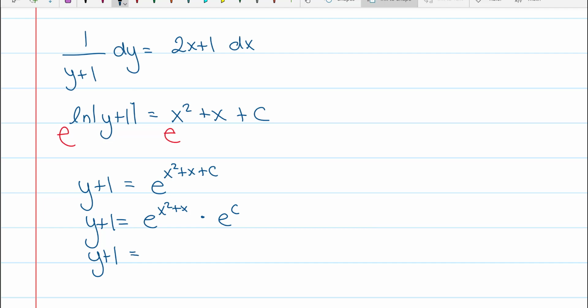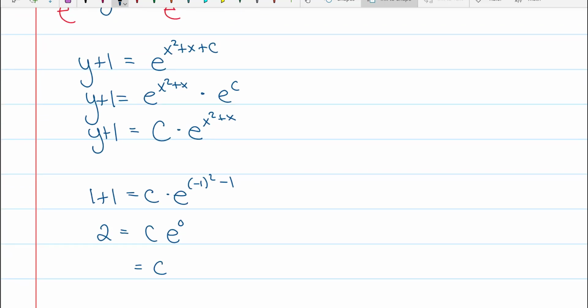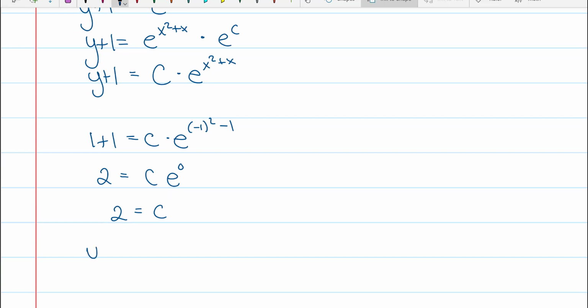Y plus 1 is equal to, I'm going to call e to the c just c, times e to the x squared plus x. Using our initial condition of negative 1, 1, we're going to get negative 1 goes here, plus 1 equals c times e to the negative 1 squared minus 1. So 2 is equal to c e to the 0. So c is equal to 2. So you get y plus 1 is equal to 2e to the x squared plus x. So y is equal to 2e to the x squared plus x minus 1.